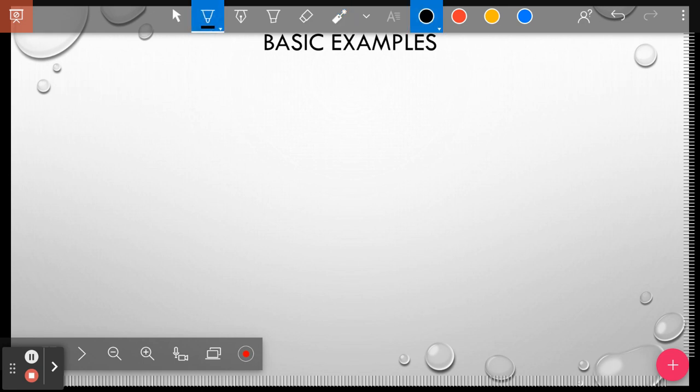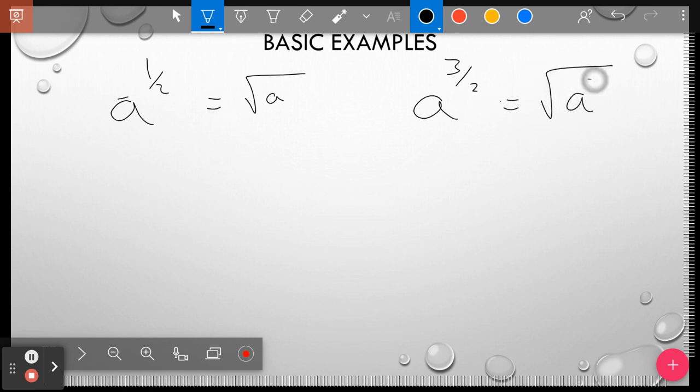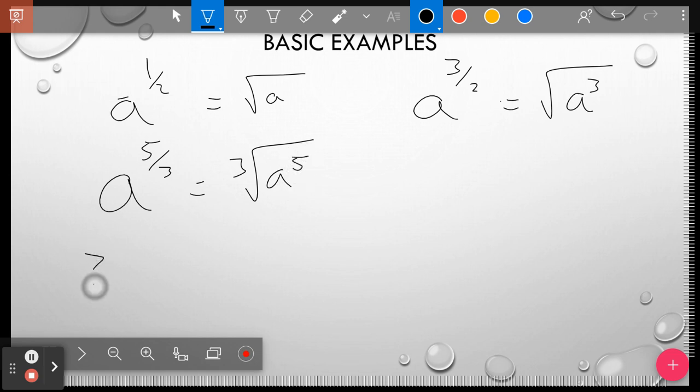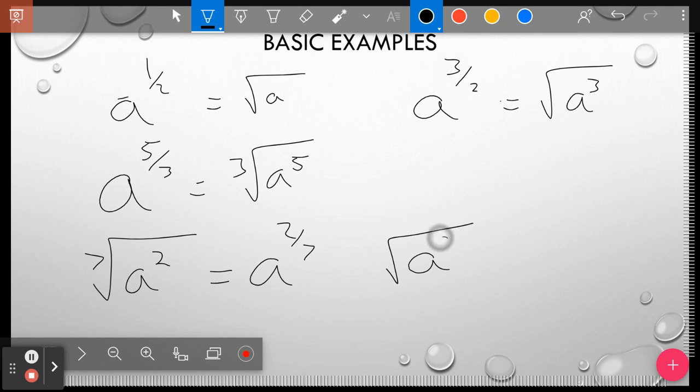The basic examples, I just kind of did those. So a to the 1/2 power is just going to be square root of a. But a to the 3/2 power is going to be square root of a to the 3rd. But a to the 5/3 power is going to be cubic root of a to the 5th. Or if I have the 7th root of a squared, that's going to become a to the 2/7. Or if I have the square root of a to the 9th, that becomes a to the 9/2.